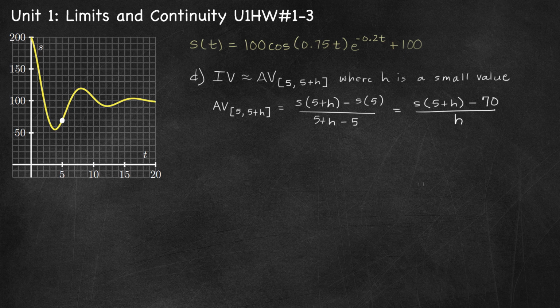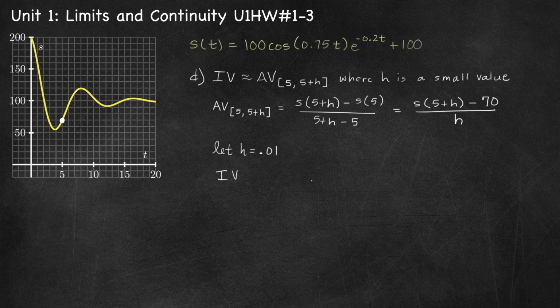And as long as I use a really small value for h, I'm going to get a good approximation for instantaneous velocity. So we're going to let h equal 0.01. So really, we're finding the average velocity on the interval from 5 to 5.01. But since that's such a short interval of time, it'll give us an approximation of instantaneous velocity.